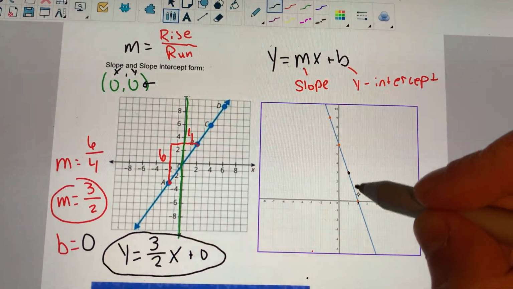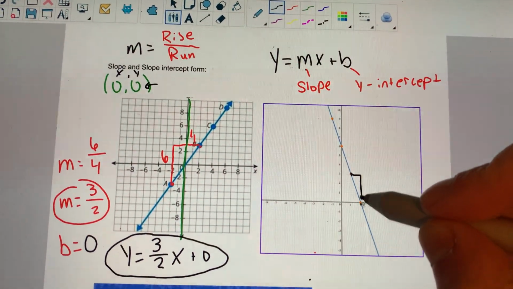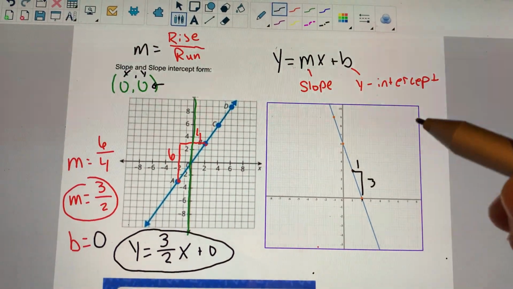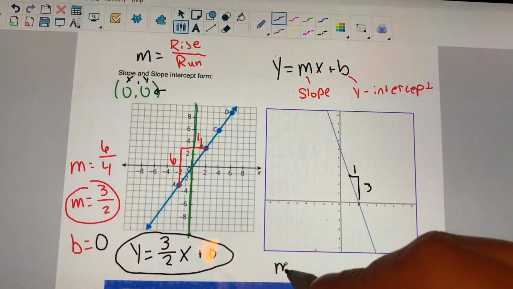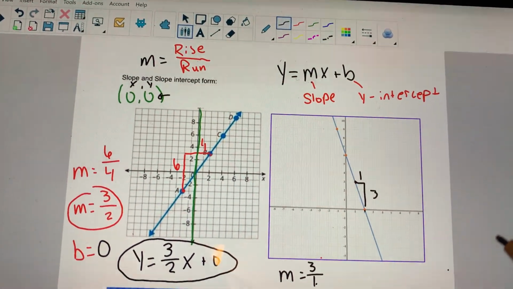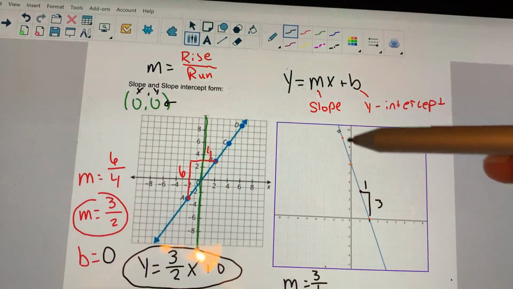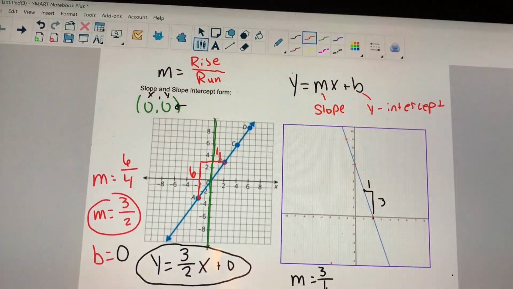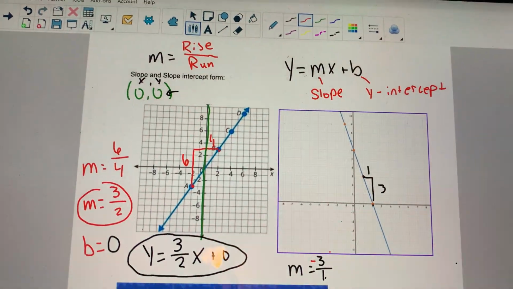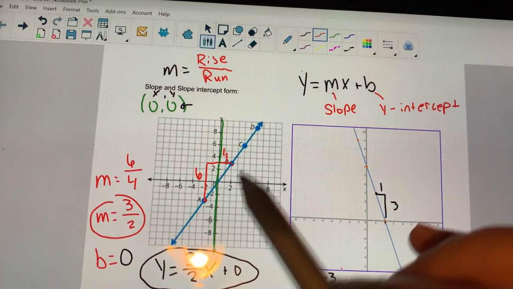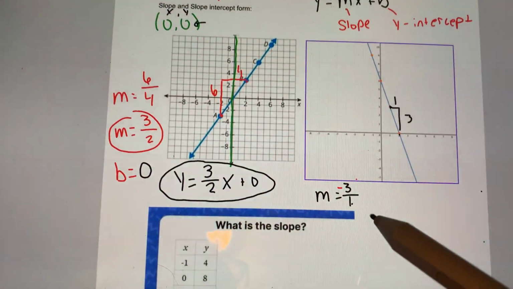I just need to see how far up I'm going, how far over I'm going. So I go up, we're going to make the lines. I go up 1, 2, 3 boxes. And then I go over 1 box. So my slope is 3 over 1. Now, we notice this is going downhill. That means we actually have a negative slope. So this slope is actually negative 3 over 1. Not positive 3 over 1 because positive would indicate it's going uphill. We're going downhill, so it's negative 3 over 1.